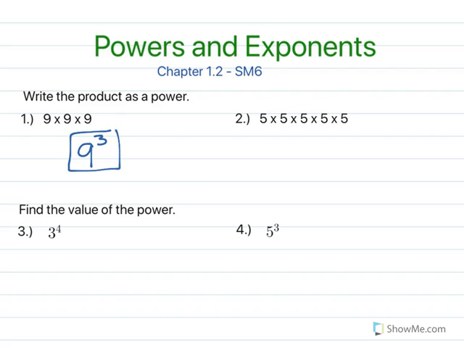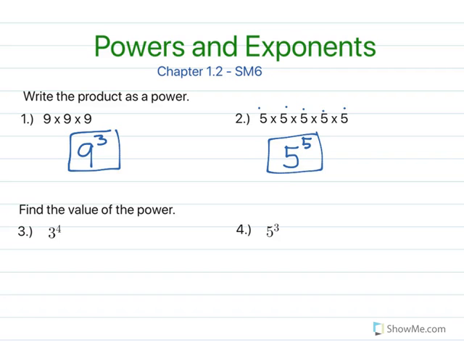In my next problem, I have 5 times 5 times 5 times 5 times 5. So again, my base is that 5, and it's 1, 2, 3, 4, 5 times. So it's 5 to the fifth power. And that is how I'd write this product as a power.